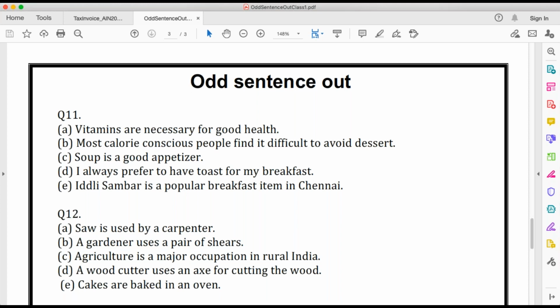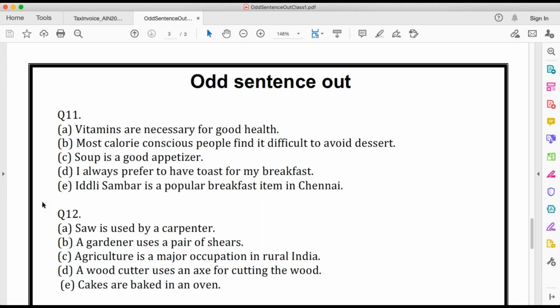The odd sentence out here is option number C. I believe most of you have got it correct. Anyone who has any doubt in question number 12? Cakes are baked in an oven. It's talking about the tool. The tool is oven.